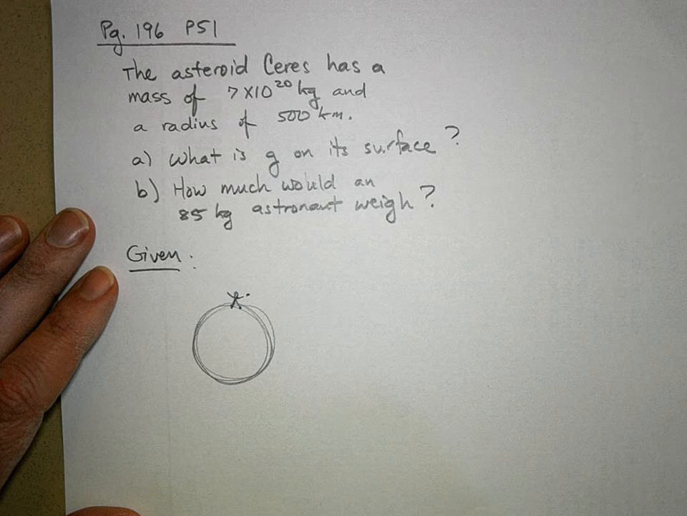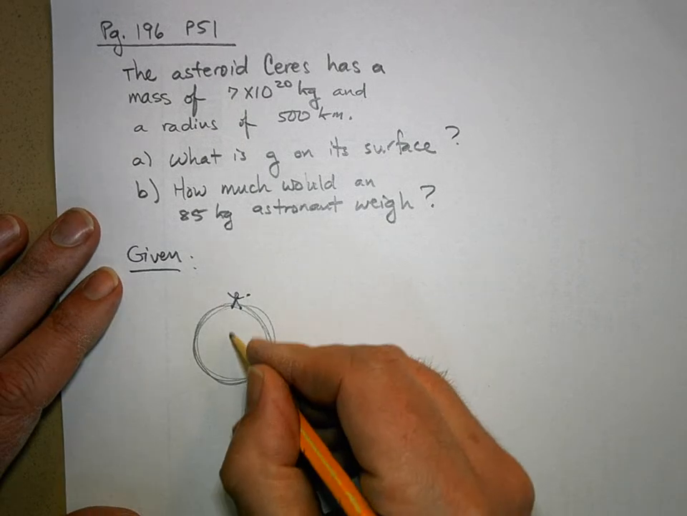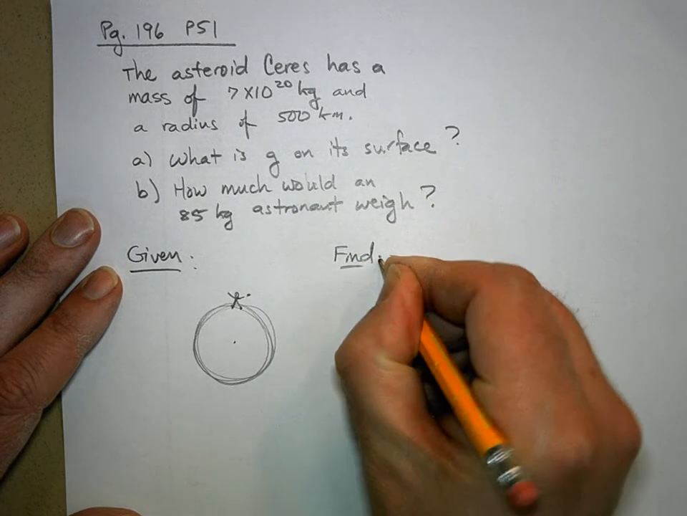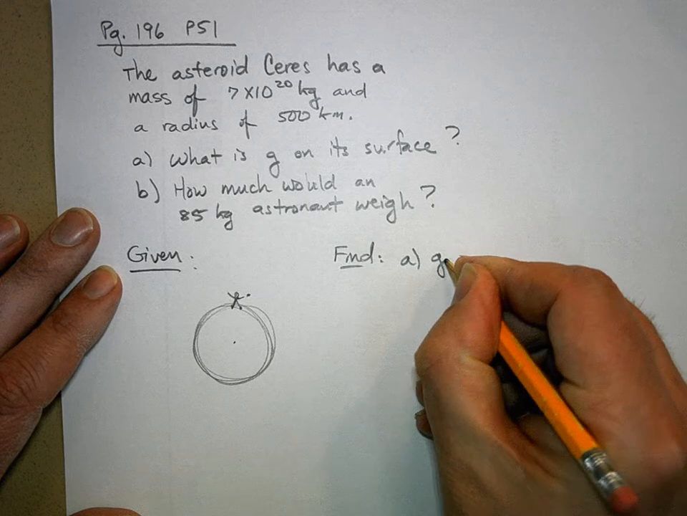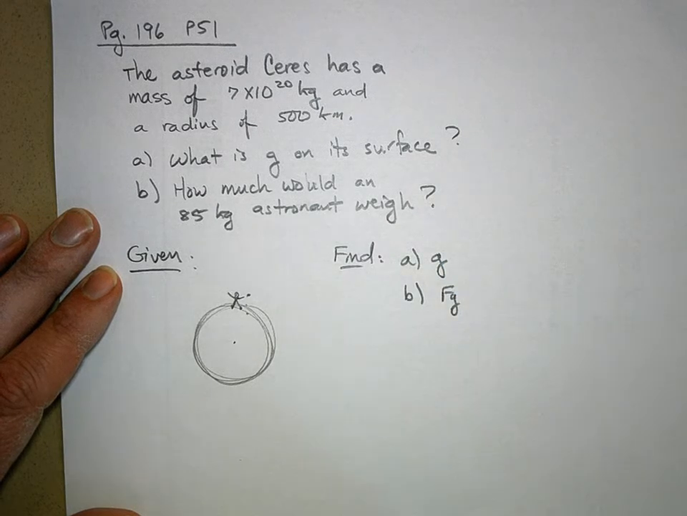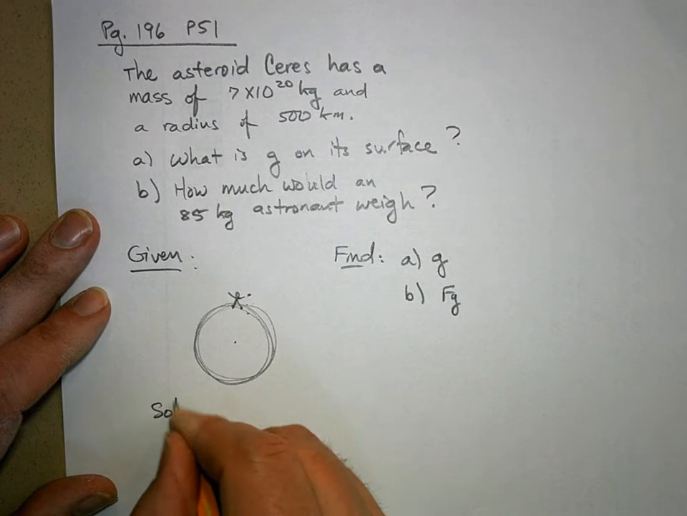And so we want to know what is the acceleration of gravity on its surface. So find g, and then for part B, we want to know what is the force of gravity, or the weight of the astronaut. So let's solve this.